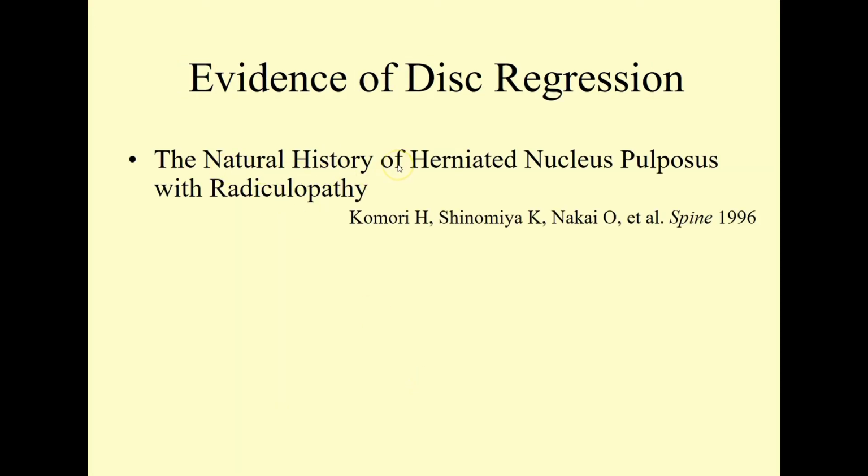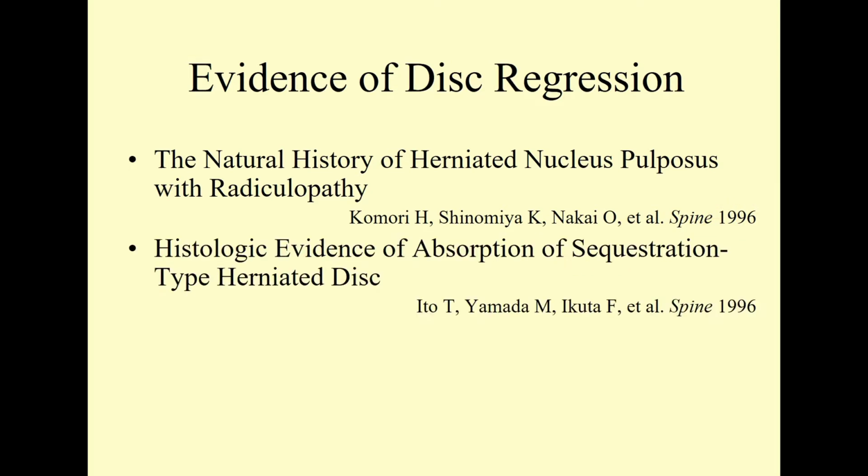So this comes out of the natural history of herniated nucleus pulposus with radiculopathy. It's an older paper, 1996, and for me the real shame is this is not really working knowledge within our profession. It's increasing, but my gosh, we've known about this for far too long to still have back surgery as common as it is.